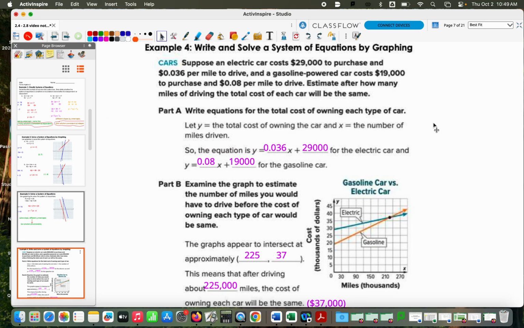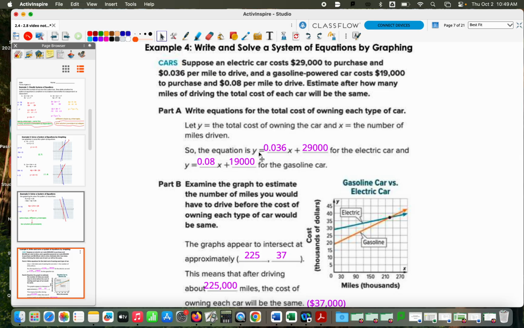Lots of word problems, just comparing two things. So now we can start to solve problems that involve two different situations. So in one situation, we are driving an electric car, so it costs 0.036 per mile. That's where this comes from. That's your slope. But it costs you $29,000 to buy the car. The other one is 0.08 per mile, but it costs $19,000 to buy the car.